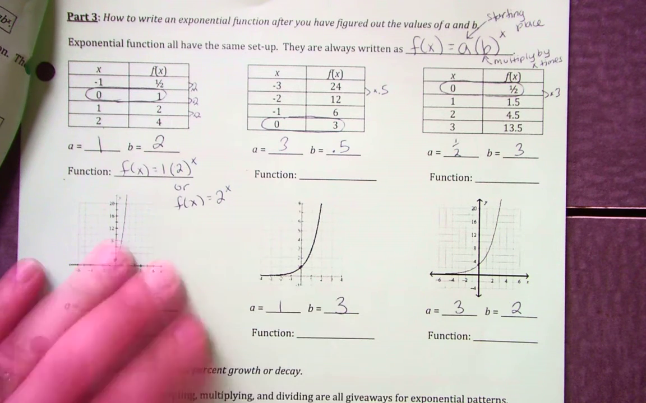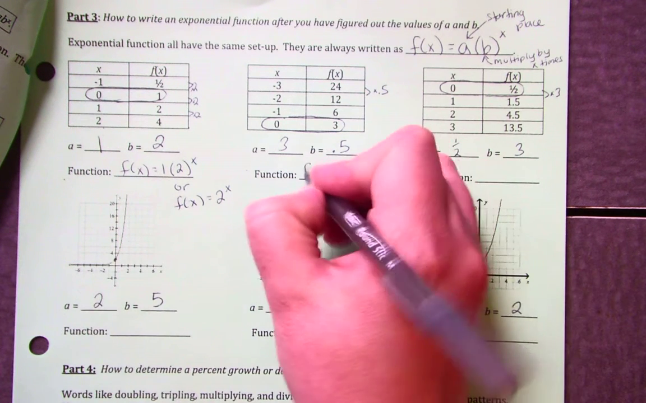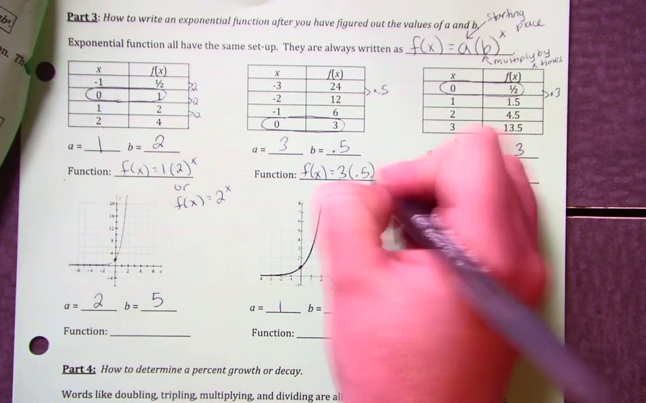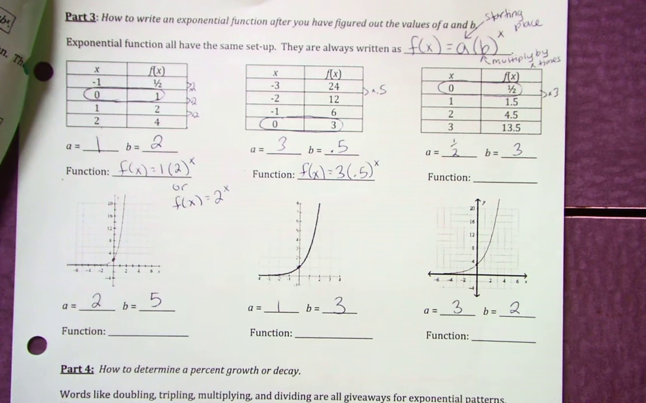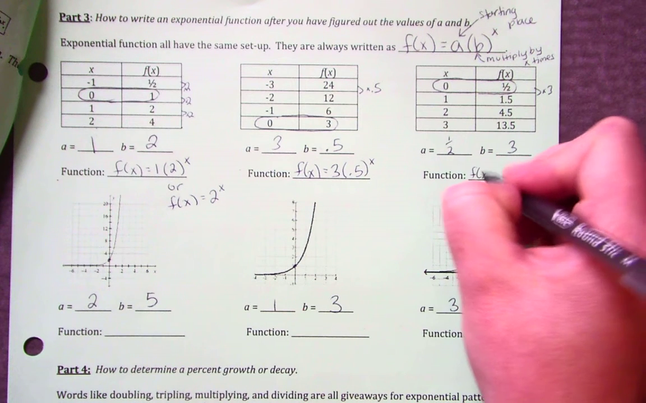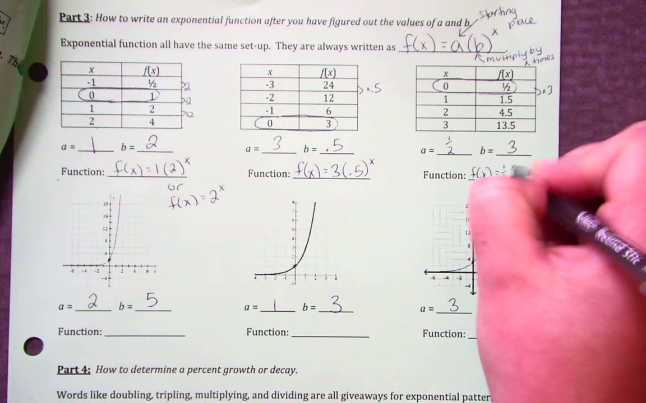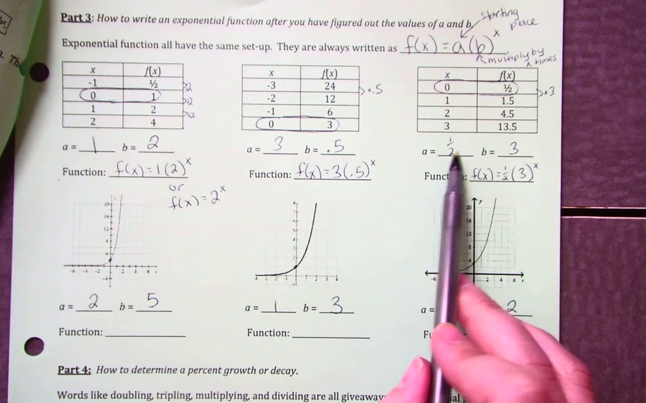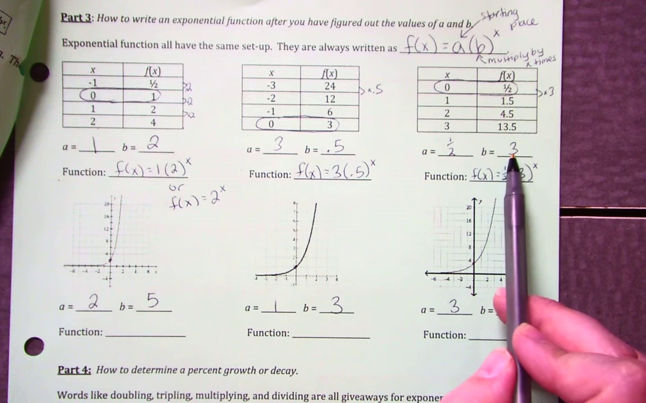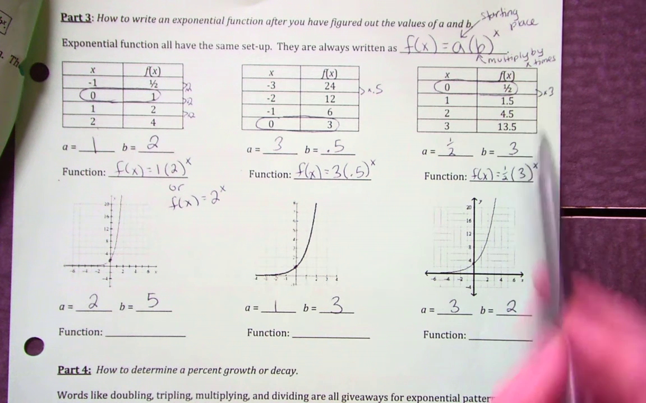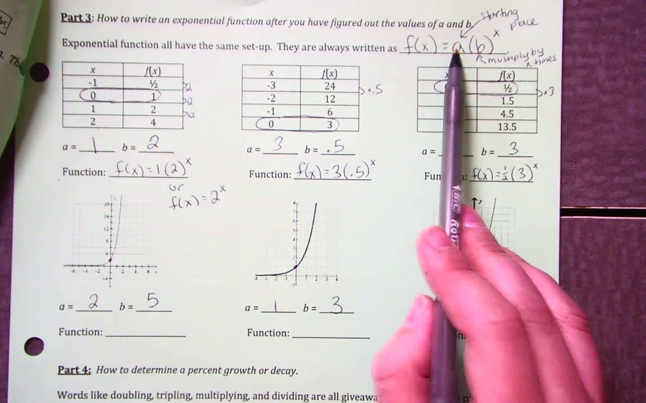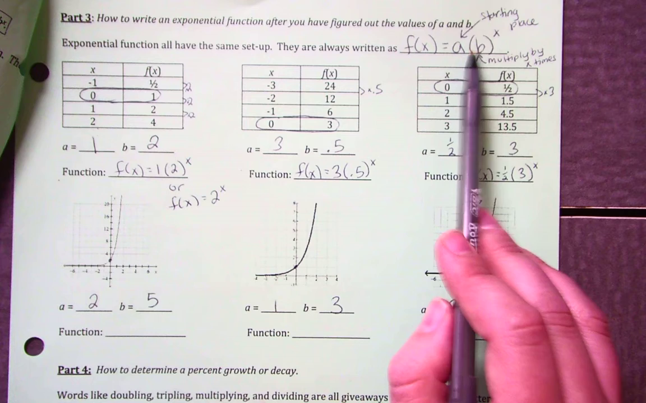We could also say just 2 to the x power, since A is 1 and 1 times anything is just whatever that anything is. For the next one, it would be f of x equals 3 times 0.5 to the x power, and f of x equals 1/2 times 3 to the x power. So we're just taking our value of A, which is our starting place, our value of B, which is the constant multiplier, and plugging them into our function where A and B go, our starting place, and then what we multiplied the starting by over and over and over.